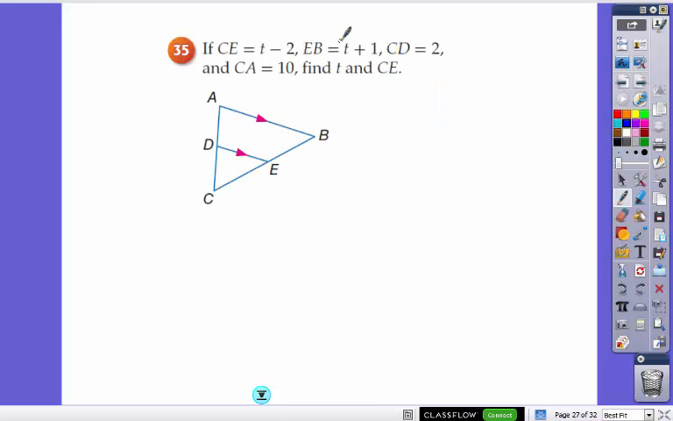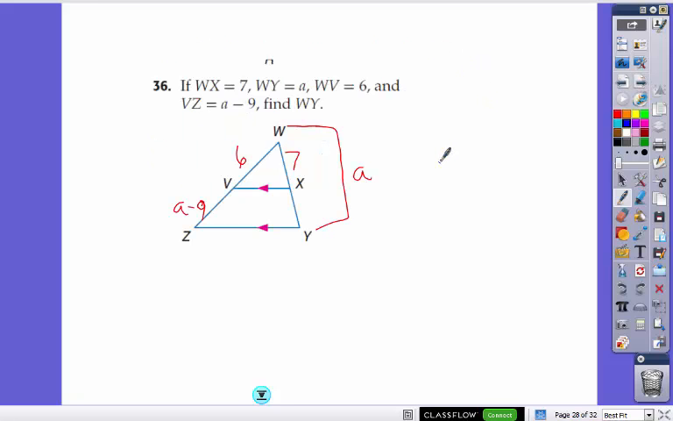Here's another one. Relabel your picture as you go through and do your parts. Put your different things in. So like CE here is t minus 2. EB here is t plus 1. CD equals 2. And CA, this whole thing here, is 10. Well, if that's 10 and CD is 2, how can I figure out this? Well, the whole thing is 10, this is 2, then I can simply take 10 minus 2 to get that this is going to be 8. You'll need that to set up the proportions that you're working with.